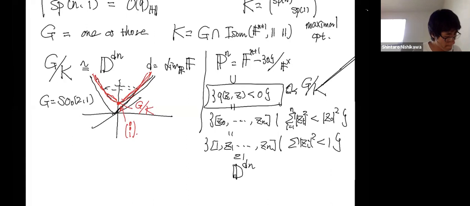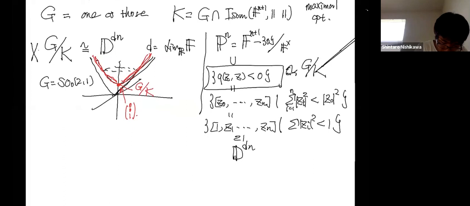Anyway, my point is you have the associated space G over K, it's just a disk, and then G is acting on it. So let me call this G over K to be X. And as you see, G is acting on Pn. So the action is much bigger than X. This G action on the disk extends to the boundary.